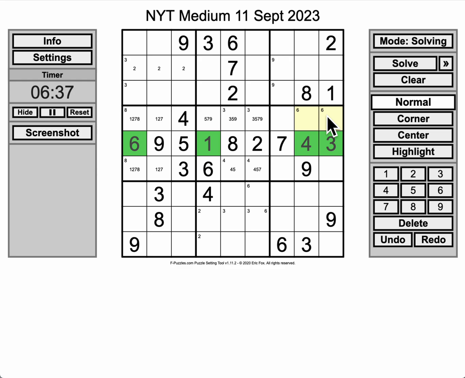Let's see. 3, 4, 7, 9 says I need 1, 2, 5, 6, and 8. That one's not 6. That one's not 8. That one's not 1 or 2. Hmm. 2, 6, and 8. I need 1, 3, 4, 5, 9. Column 5. Can I do anything else?